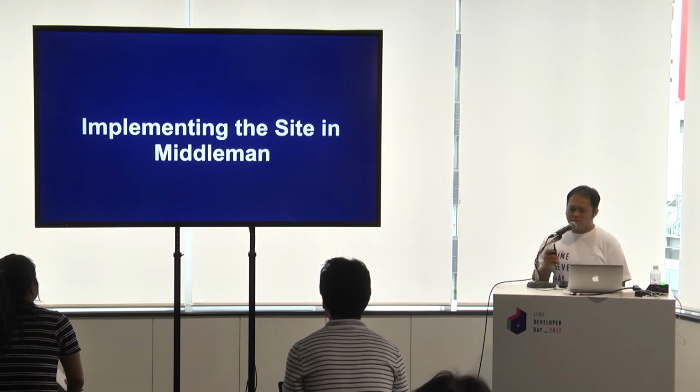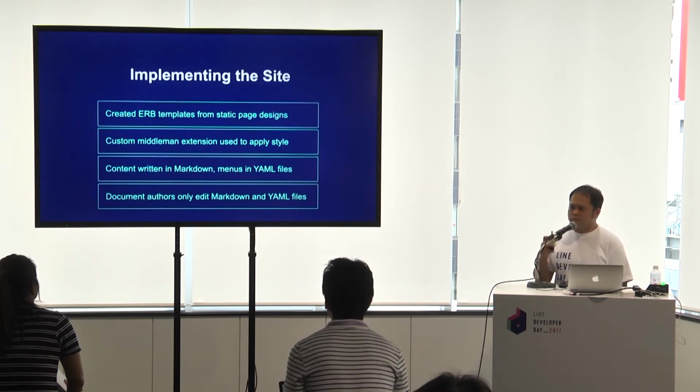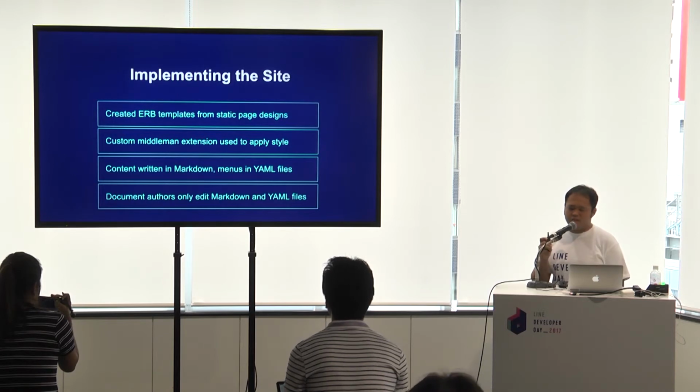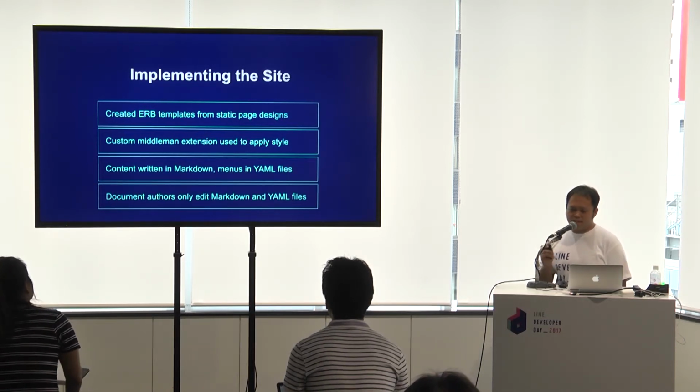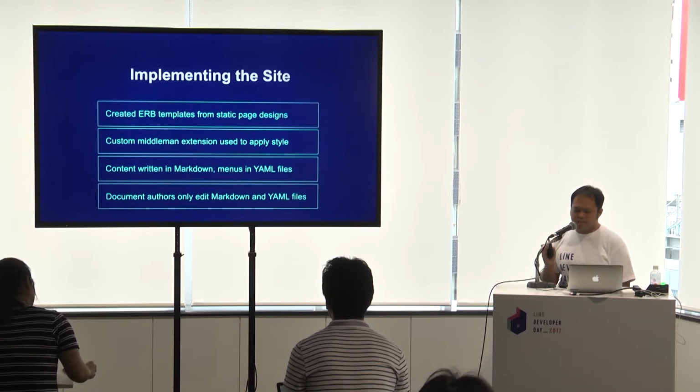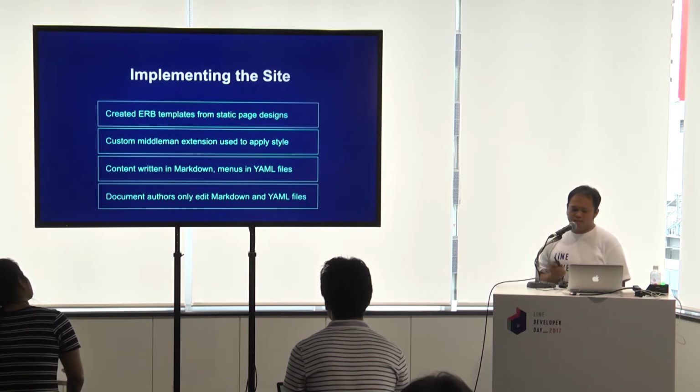So I'll go on to talk about how we actually implemented the site in Middleman. We took the static page designs from the designers and turned them into ERB templates. Then we created a custom Middleman extension to apply the style to our content. We implemented it so that all our content is written in Markdown and the menus are written using YAML files. And as a result, our doc writers only have to edit Markdown and YAML files.